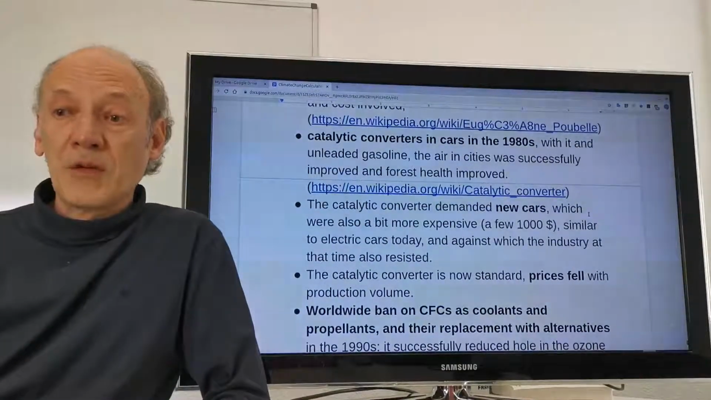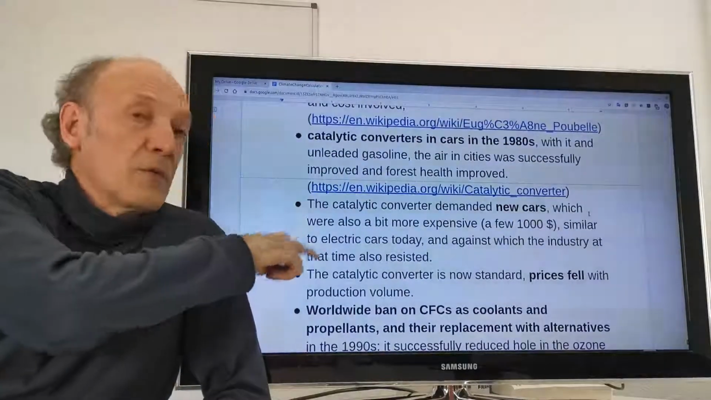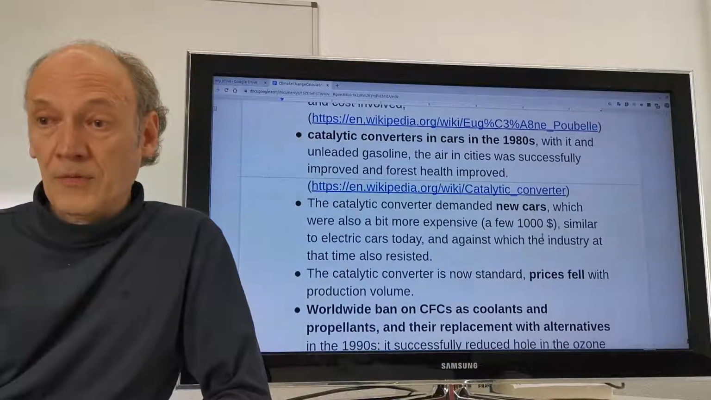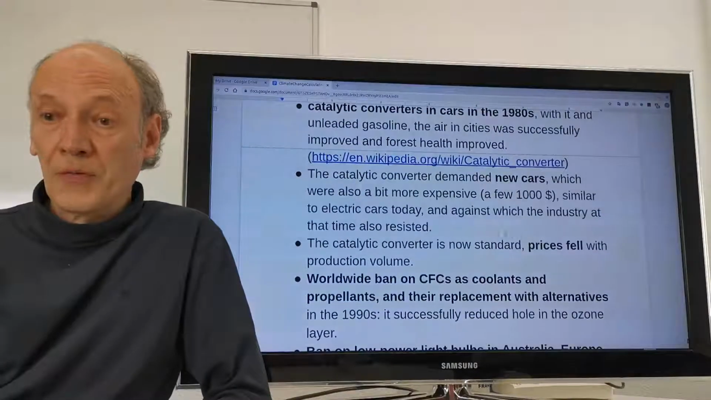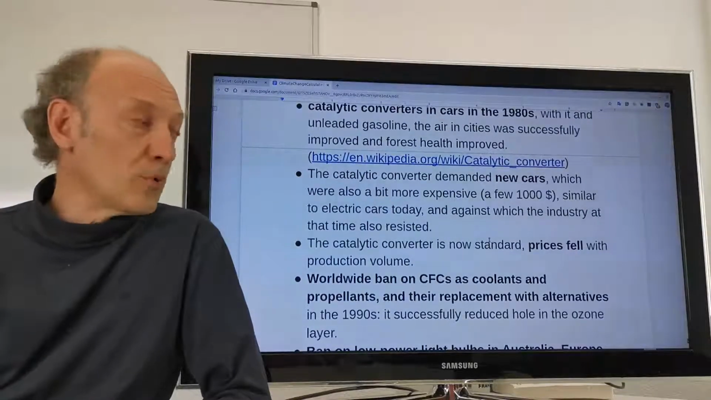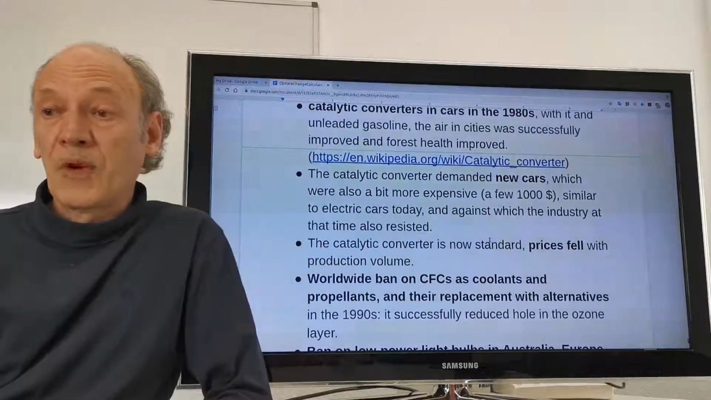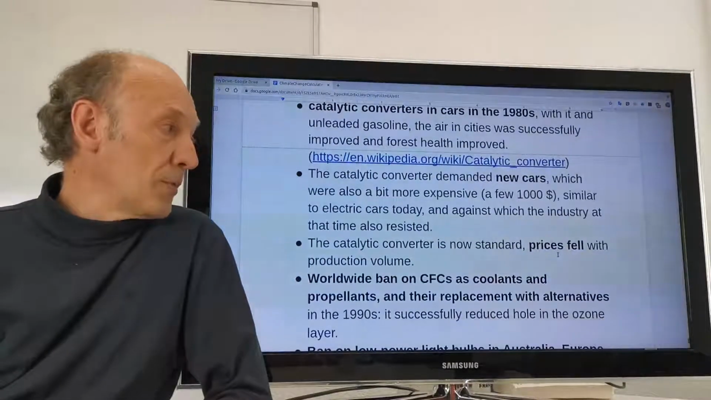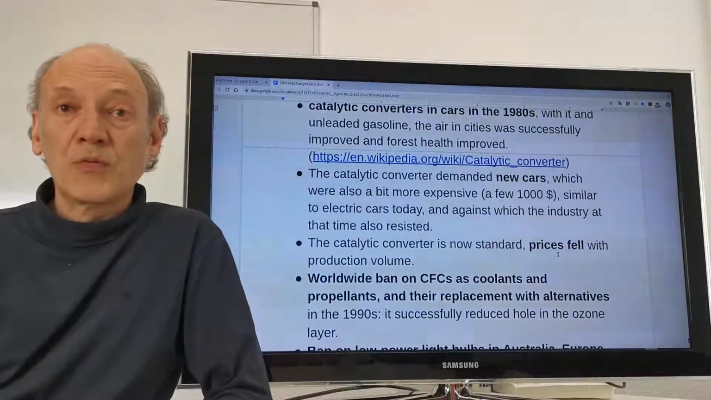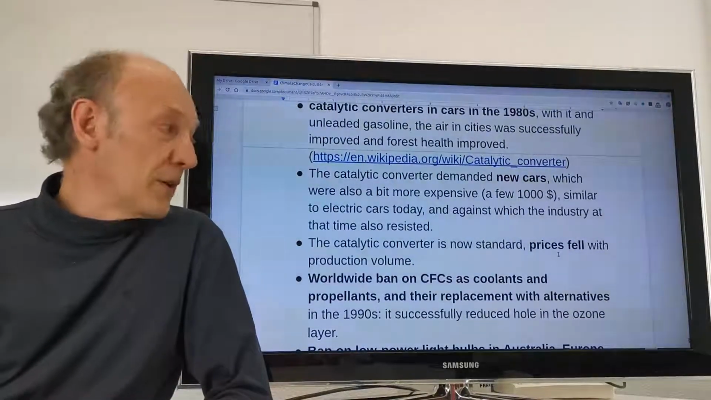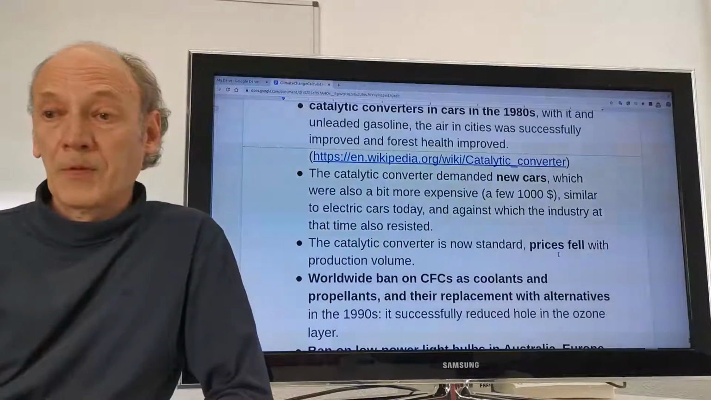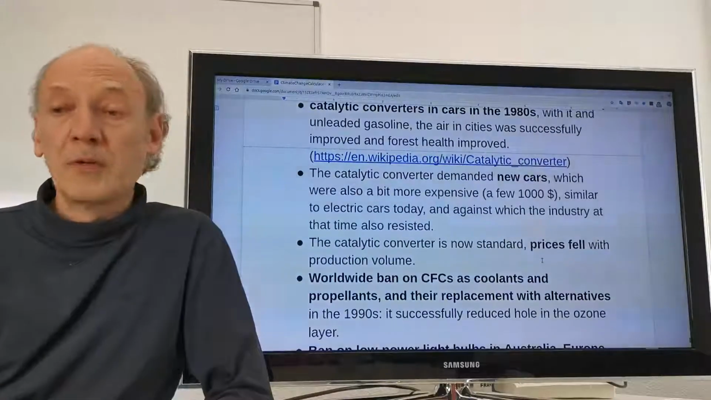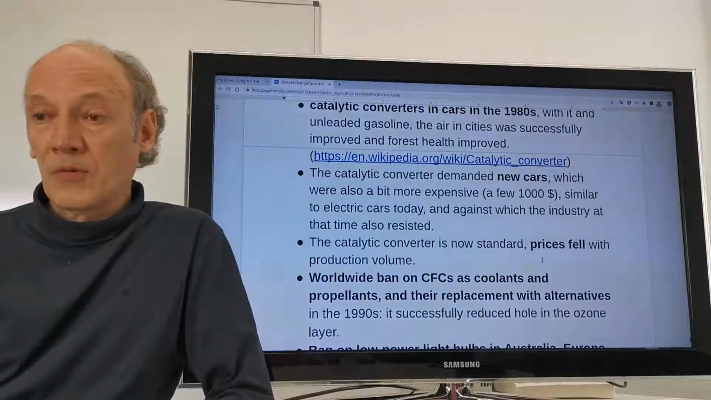And also against which the industry at the time also resisted because they were afraid of their business, right? But because of the new laws, catalytic converters became cheaper and standard, and prices fell because of the production volume. So this is an example of successful policies to improve a common good, which is the air in the cities and the forests, right? So this worked. In the end, everybody was happy, and cars actually became not really more expensive because of this measure.